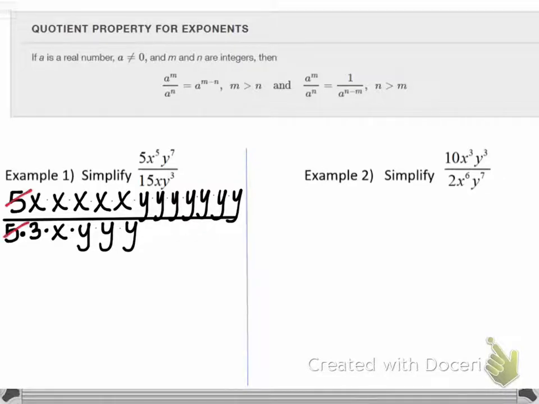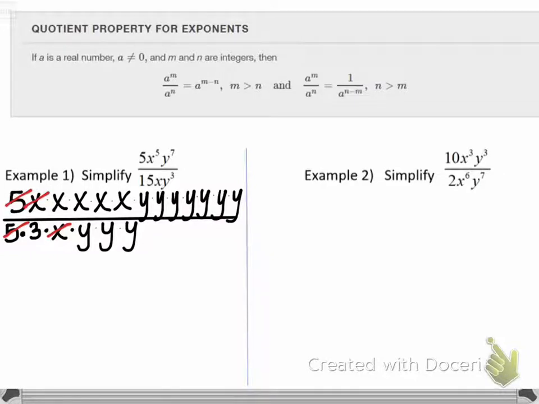So I'll notice 5s are common. So I can do 5 divided by 5, and that just leaves 1 behind. So 5 divided by 5 is just 1. So I can divide out the common factor of 5. There's no 3 in the numerator, so now I'm going to move on to the x's. Well, there's 1 factor of x in the denominator, so I can divide out 1 factor of x in the numerator. Since there's no more x's in the denominator, now I move on to the y's.